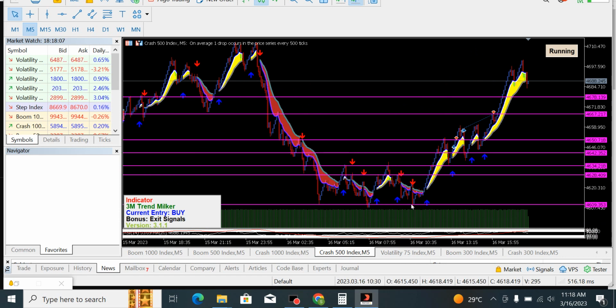This is Crash 500 right from near the top, 1, 2, 3, 4, and of course 5, 6. All TP smashed, guys. All TP smashed, guys. So this is amazing. This will have made a lot of profit right from here. So guys, I'm really happy that we are able to achieve this together.